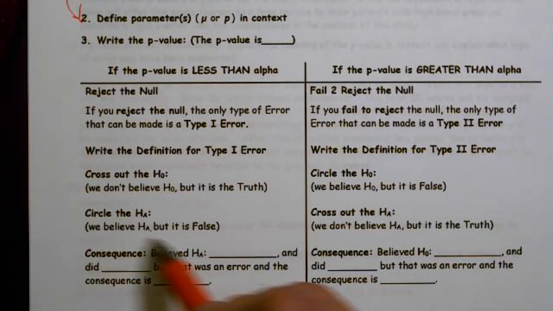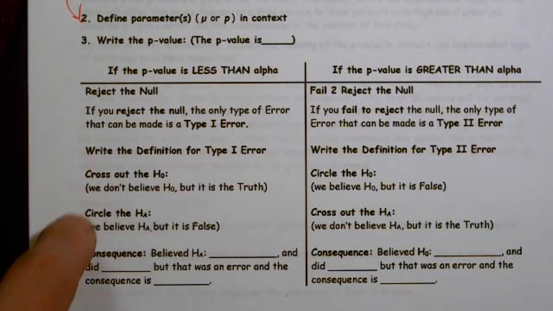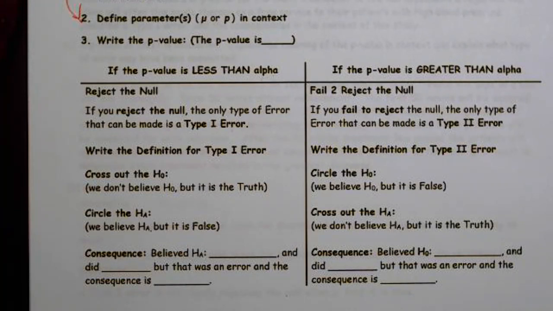And then circle the HA because we rejected the null and we believe this. And then our consequence, and we have to write this out: we believed the alternative and did whatever based on our scenario, but that was an error and the consequence is this.